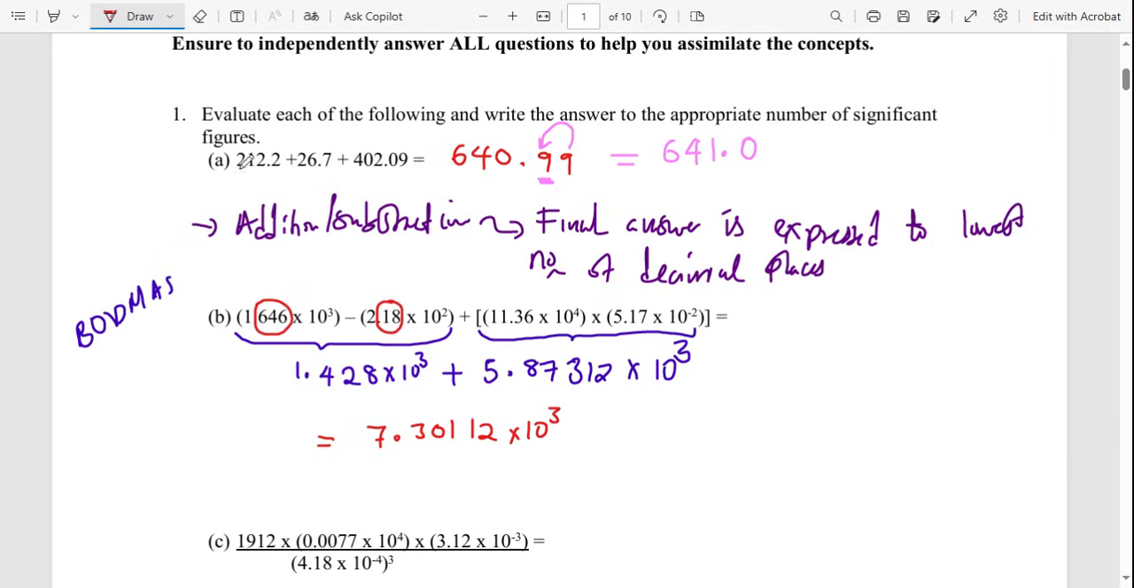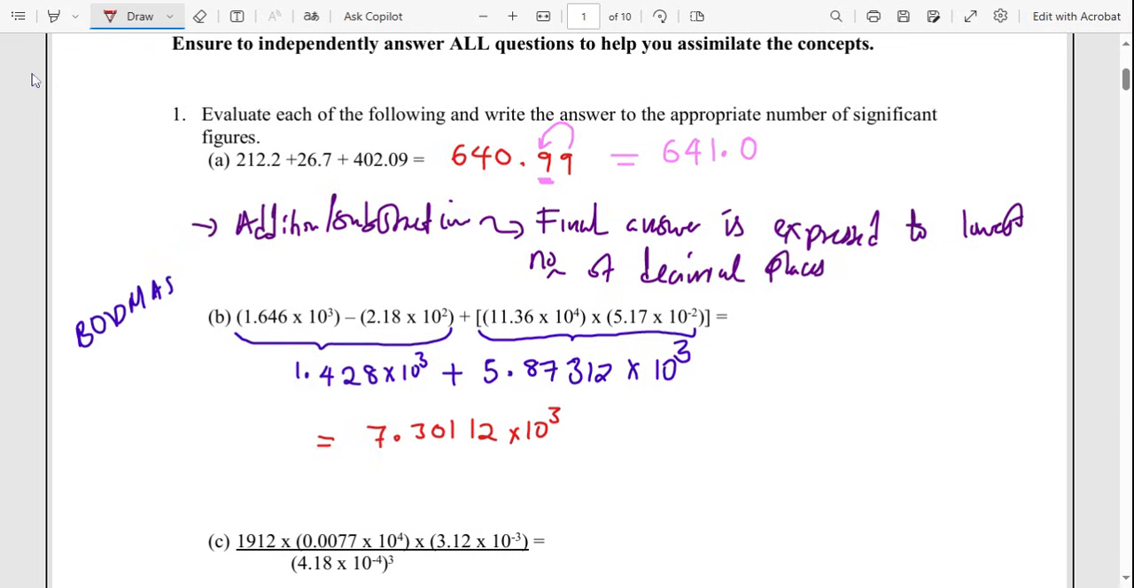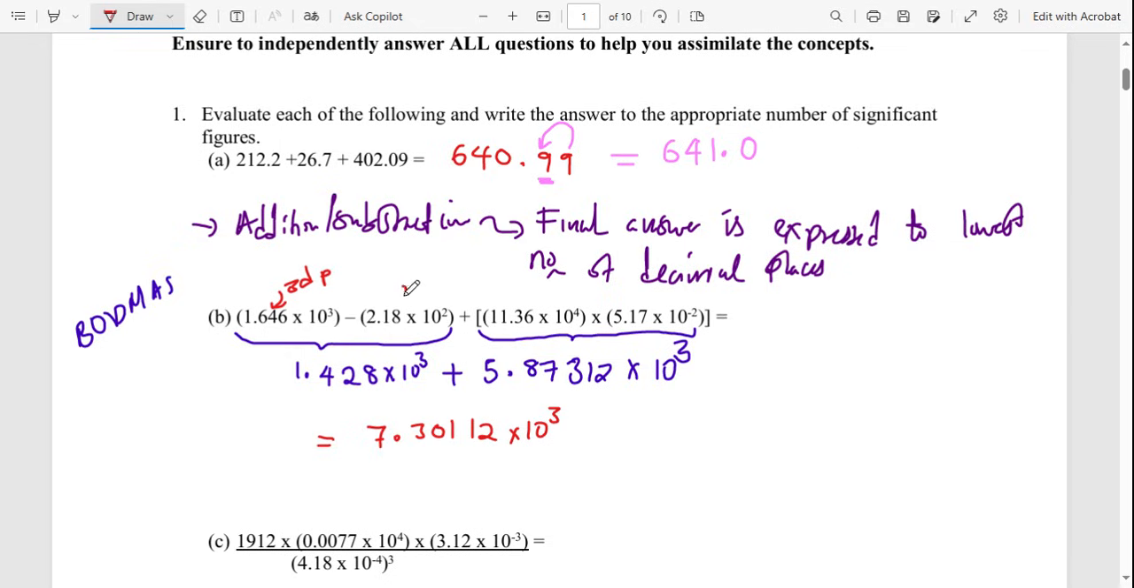So I'm going to point at it so that you'll be able to see. This one is 3 decimal places. This number is 2 decimal places. So for these ones which we are multiplying, this is 2 decimal places. And then this one here was also 2 decimal places.